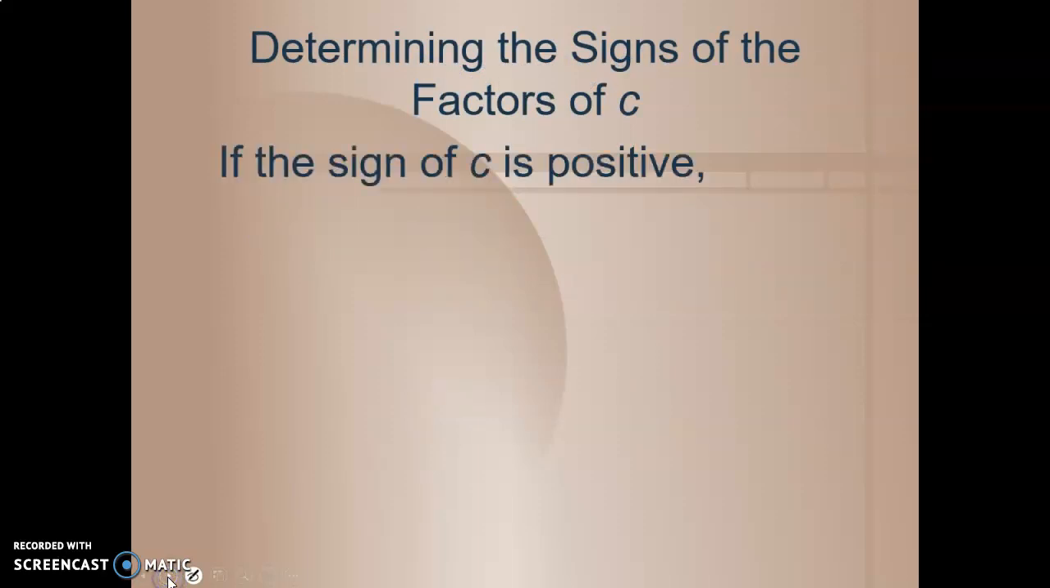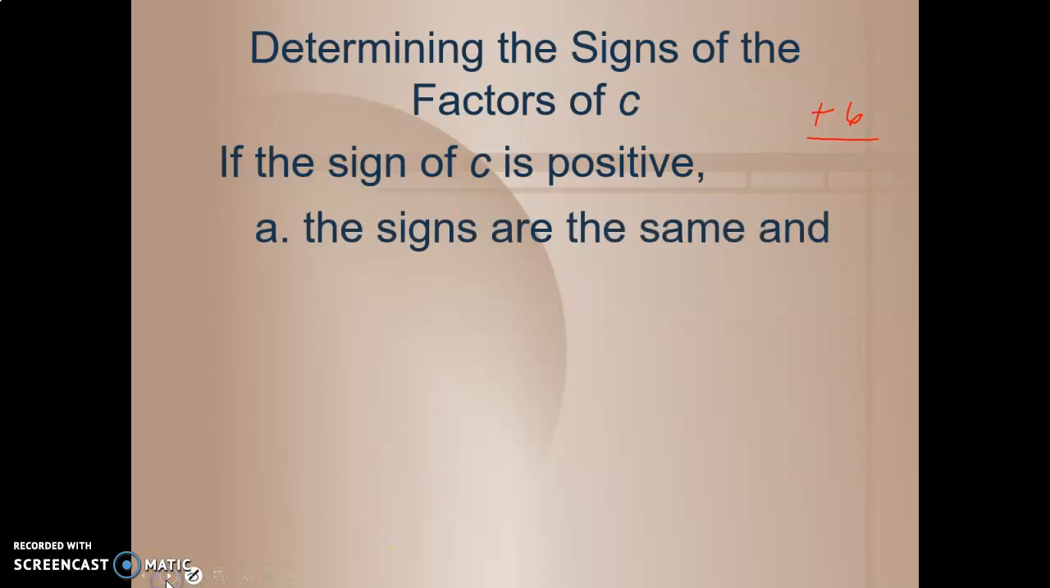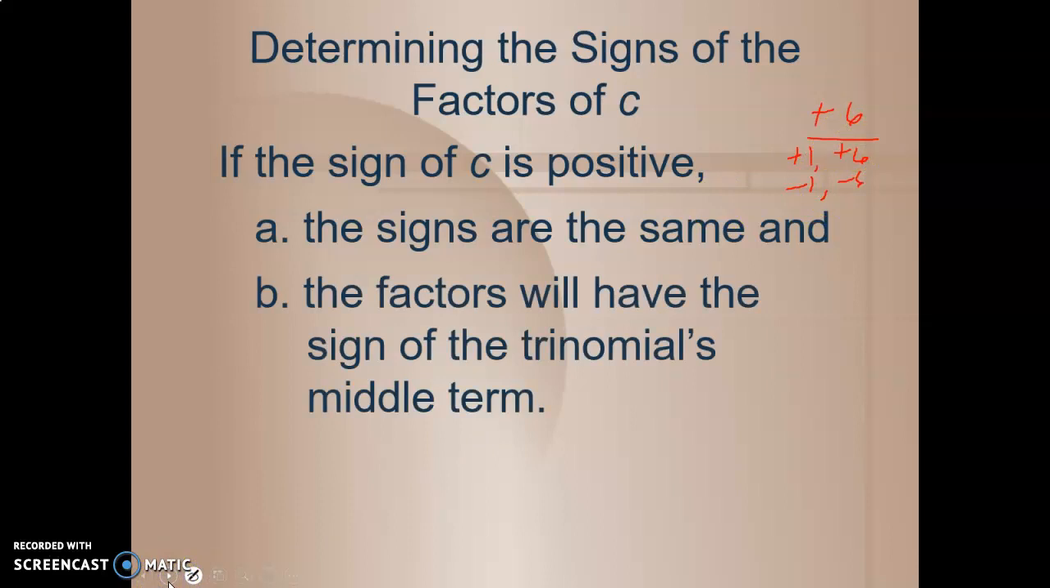Now hopefully you noticed a pattern about determining the signs of the factors of c. If the sign of c is positive, like when we had positive 6, what does that mean about our factors? It means that the factors are going to have the same sign. So we have positive 1 and positive 6, for example, or negative 1 and negative 6. The signs have to be the same so that when they're multiplied, they equal positive 6. The factors will also have the sign of the trinomial's middle term. So if our middle term is a negative number, like a negative 7, then they're going to have that negative sign.